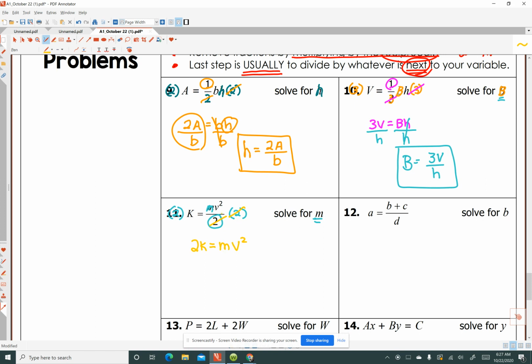Remember, we're solving only for m. We're not solving for v. So we will not need to take the square root of the term in this problem. So we're solving for m. What's happening to m? M is being multiplied by v squared. So I can just divide by v squared. Whatever I do to one side of the equation, I do to the other. And we cancel this. And then m equals 2k divided by v squared.